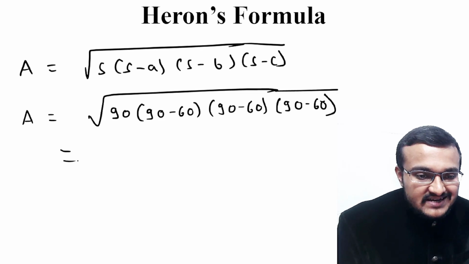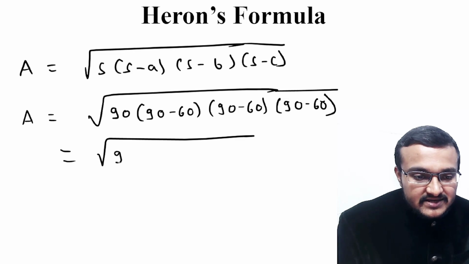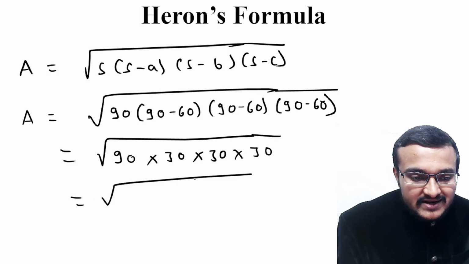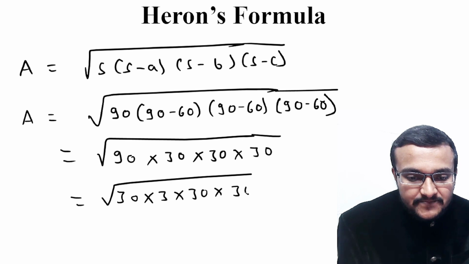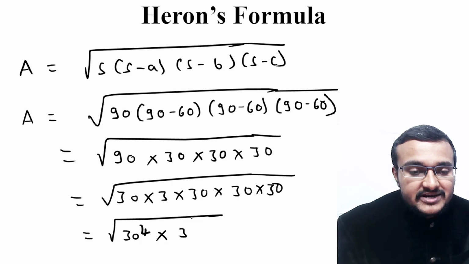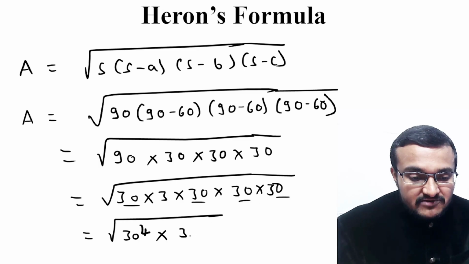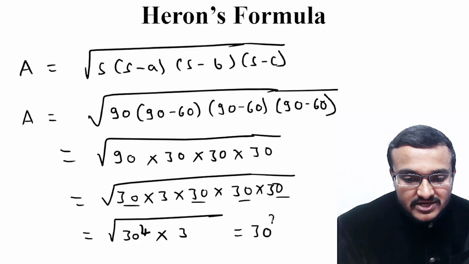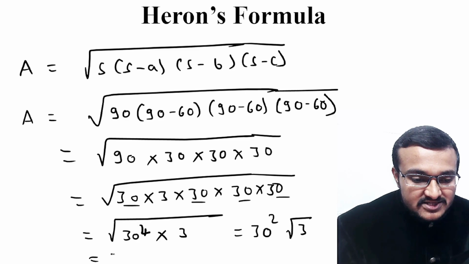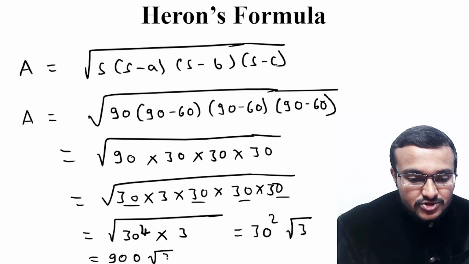Now what is 90 minus 60? 90 minus 60 is 30. So 90 into 30 into 30 into 30. 90 also you can write as 30 into 3, into 30 into 30 into 30. Now you can write this as 30 power 4 into 3, because we have 4 times 30. So 30 power 4 into 3 will be there. 30 power 4 you can take outside, that will be 30 square. In the square root you will have root 3. So 30 square is 900 root 3.